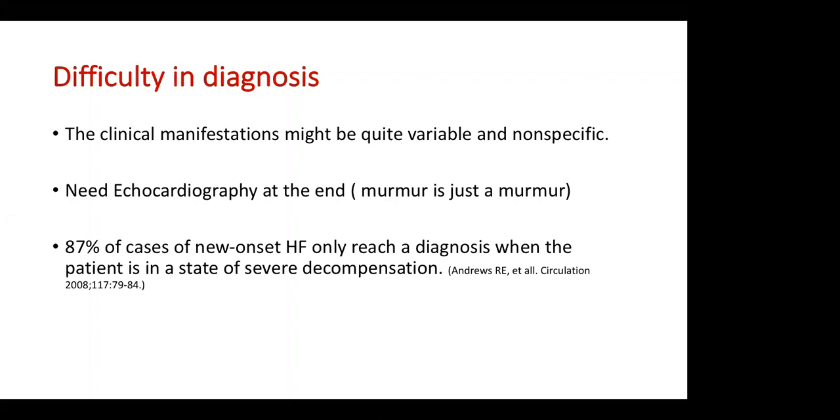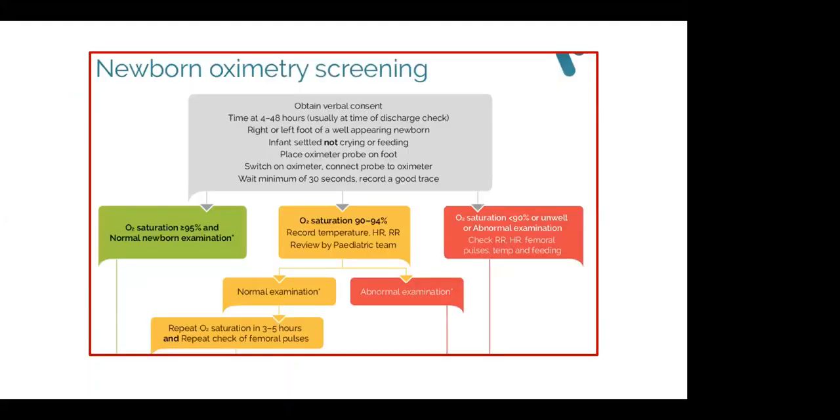This is one of the studies, published in 2008, that showed 87% of cases of new onset heart failure in pediatric patients only reach diagnosis when the patient is in a state of severe decompensation. Some of them visited the ER 3 times before being diagnosed with heart failure. You can imagine heart failure, how obvious it is to us when we know the diagnosis; the examination is very obvious and clear. But in spite of that, a good number of patients will be missed in the first, second and third visit to the hospital.